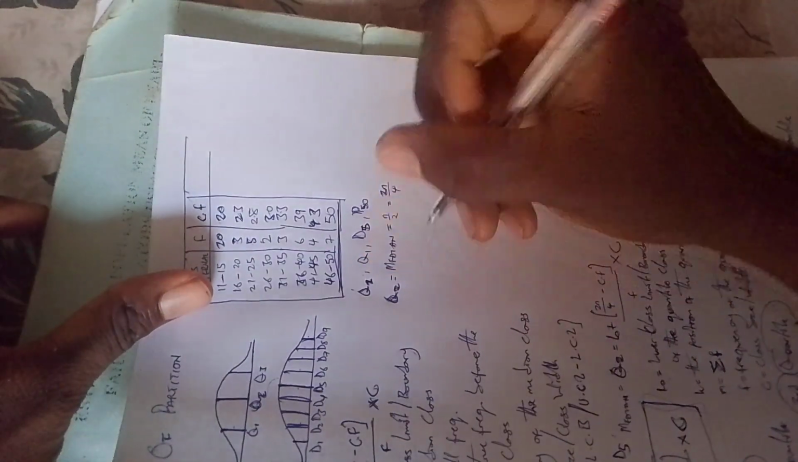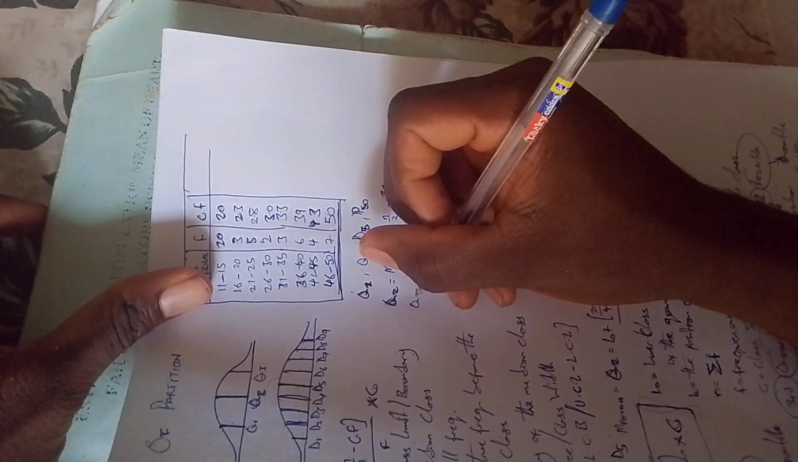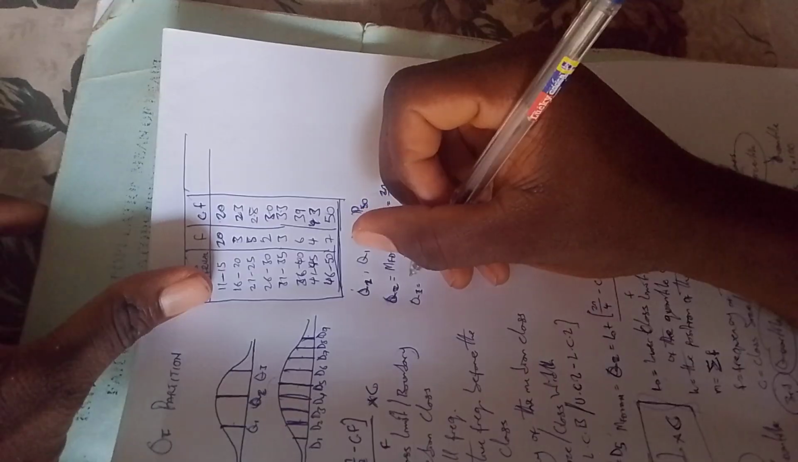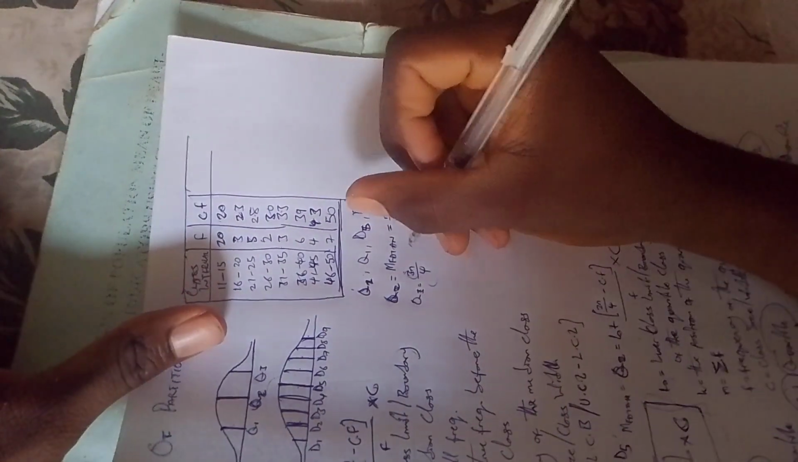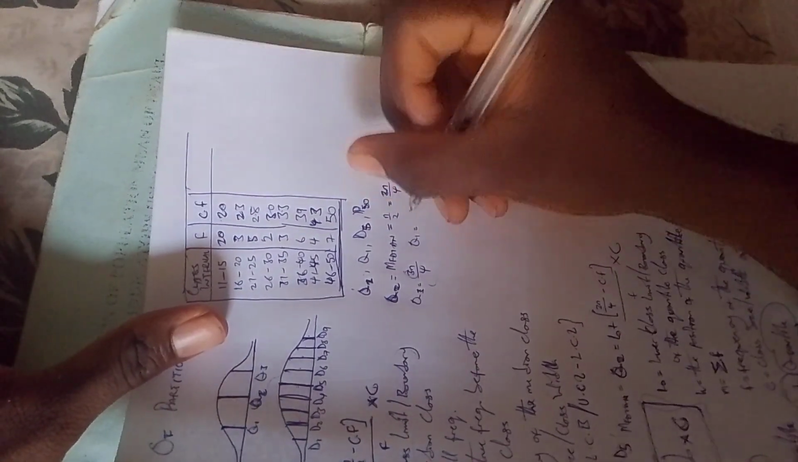2N over 4. So you are using it to look for the second quartile class. For example, if I want to look for the third quartile class, it will be 3N over 4. This 3 is representing the position, third. Then this 4 is because the quartile divides the normal distribution into four equal parts. If they say I should look for Q1, my Q1 class will be 1N over 4. Q1 is the first quartile, so that first is taking position 1.